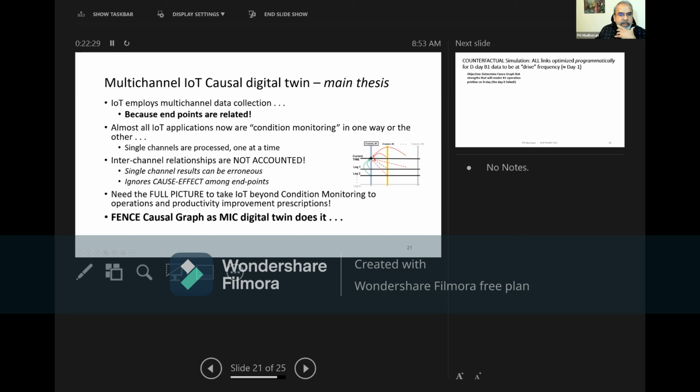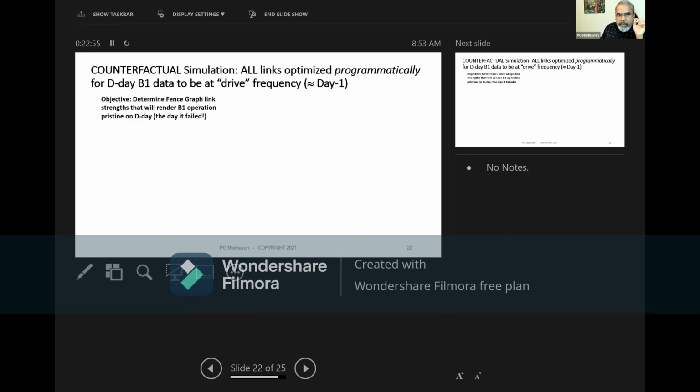In condition monitoring, that may be sufficient. But if you do not take into account interchannel relationships, which are all technically known, the single channel effects can be erroneous, and of course you ignore the very useful effects between the endpoints. So we need a full picture, and this fence causal graph that you saw is what I have come up with. To look at its real value, as I mentioned, there is this what-if analysis, which in the technology of causality we call counterfactual simulation. So here is the simulation. It's a little difficult to explain, but let me do that.